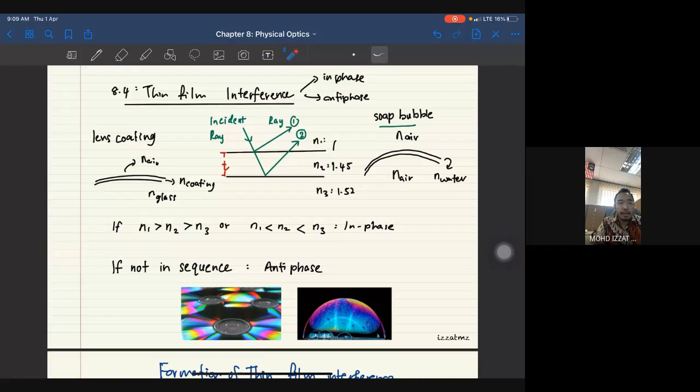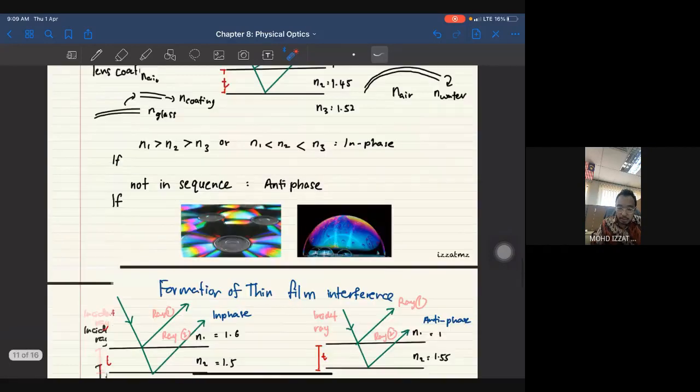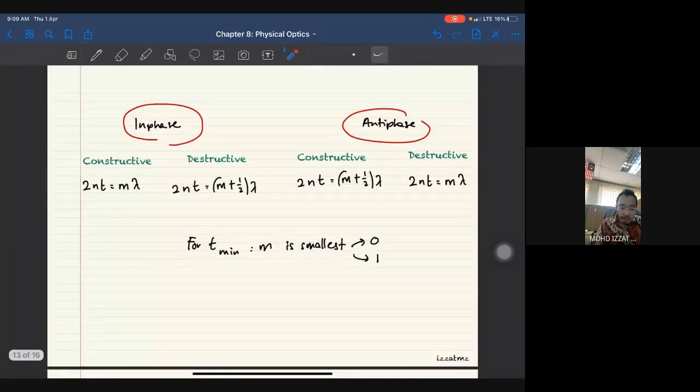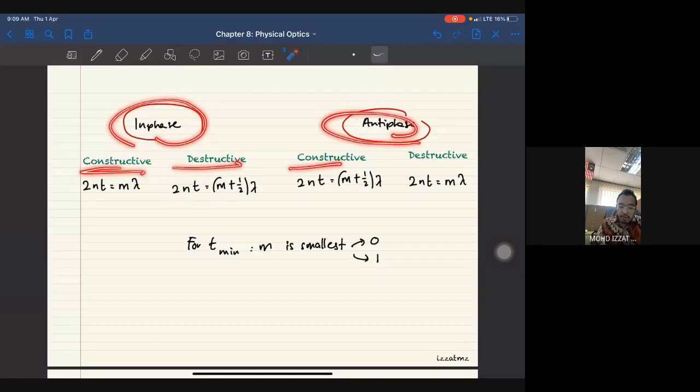Okay. Ini cara nak hafal. Once kamu dah tahu benda tu, you can straight away use the formula. Formula for in phase, dia still ada constructive dengan destructive. Formula for anti-phase, dia still ada constructive dengan destructive. So the difference is dekat M ni. Kalau in phase, constructive M. Kalau in phase, destructive M plus half.